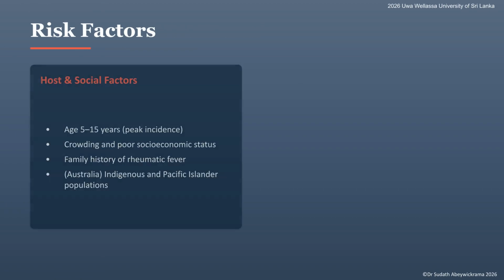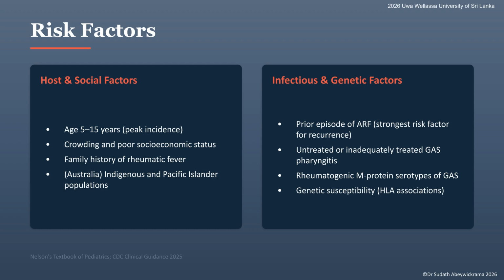Risk factors for ARF include host and social factors like age 5 to 15, crowding, poor socioeconomic status, and family history. Infectious and genetic factors include a prior episode of ARF, which is the strongest risk factor, untreated GAS pharyngitis, rheumatogenic M protein serotypes, and certain HLA associations.